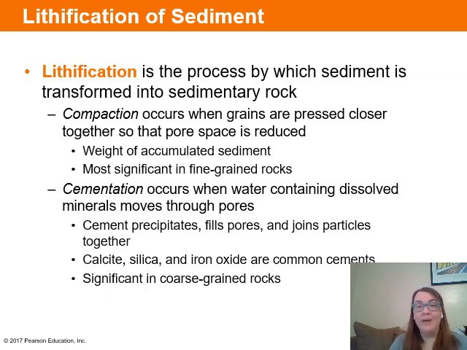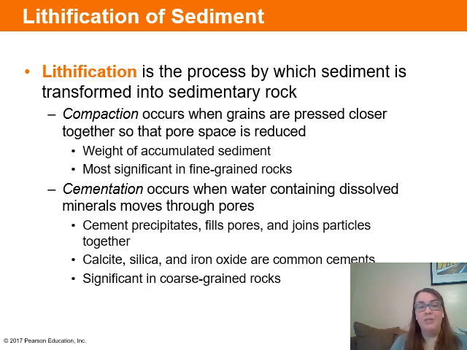Water is rarely ever pure. There's always a lot of dissolved things inside of our water. So this cement usually forms from whatever's dissolved in the water precipitating, or turning into a solid, and filling all the pores, or the little gaps between each little piece of sediment, thereby gluing them all together.